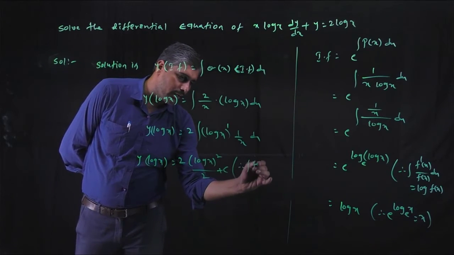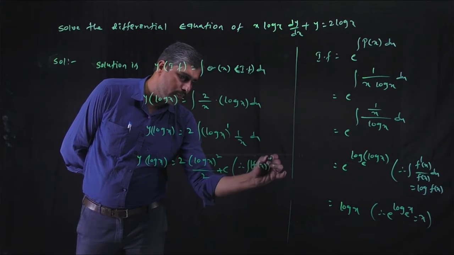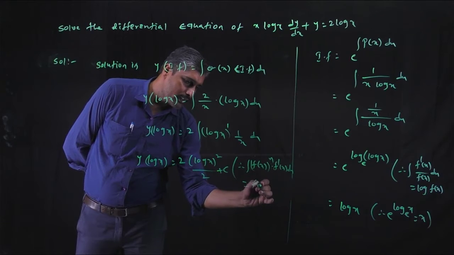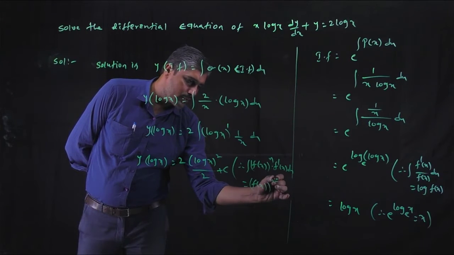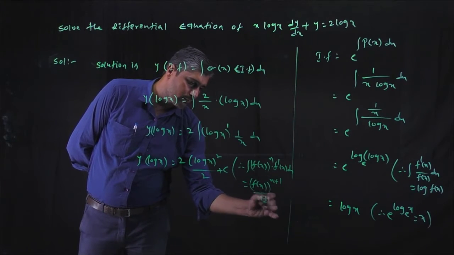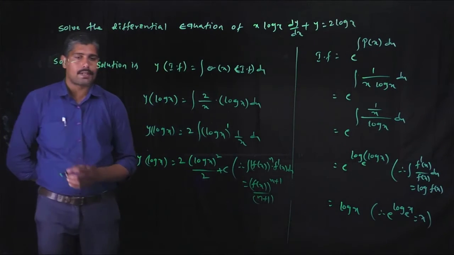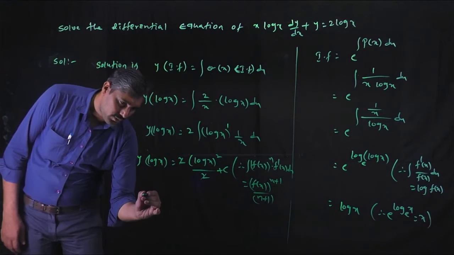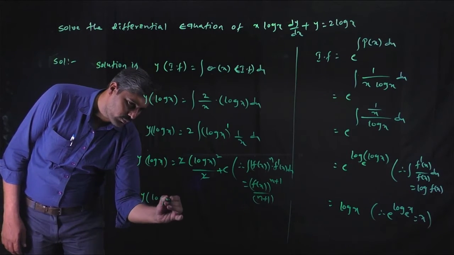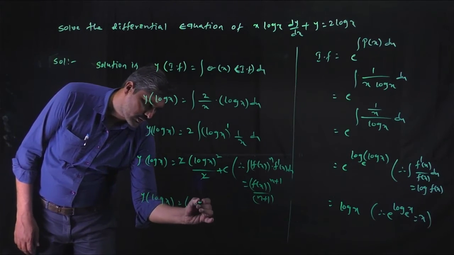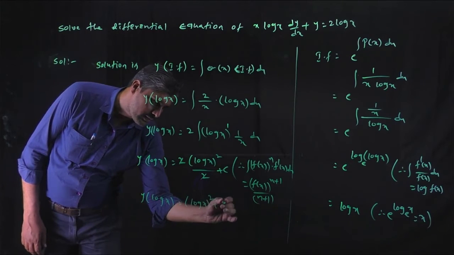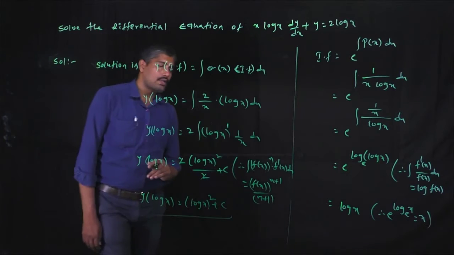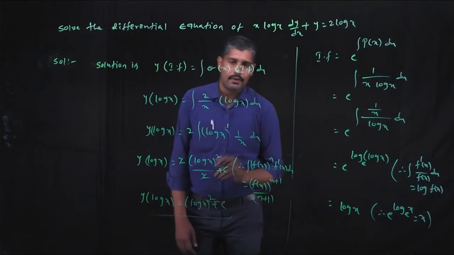Therefore, the integral of f of x whole power n into f dash of x dx equals f of x whole power n plus 1 by n plus 1. Here the 2 cancels. Therefore, y into log x equals log x whole square plus c. That is the required solution of the given linear differential equation.